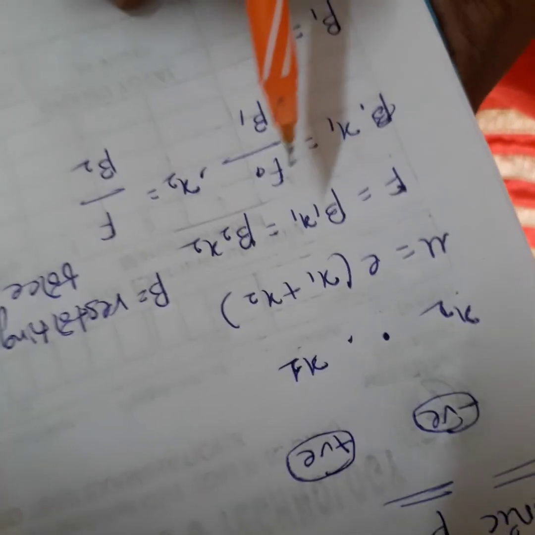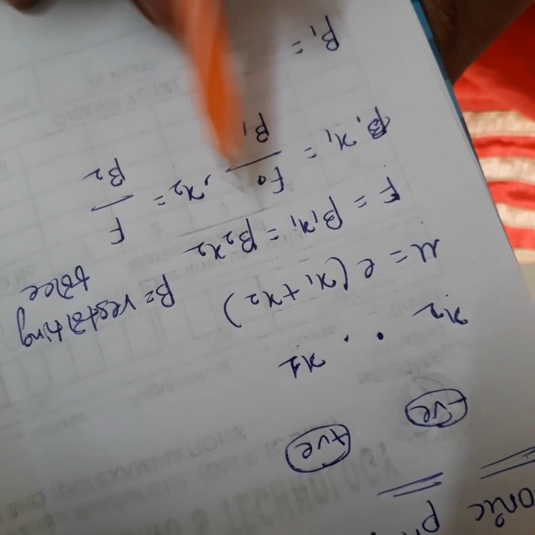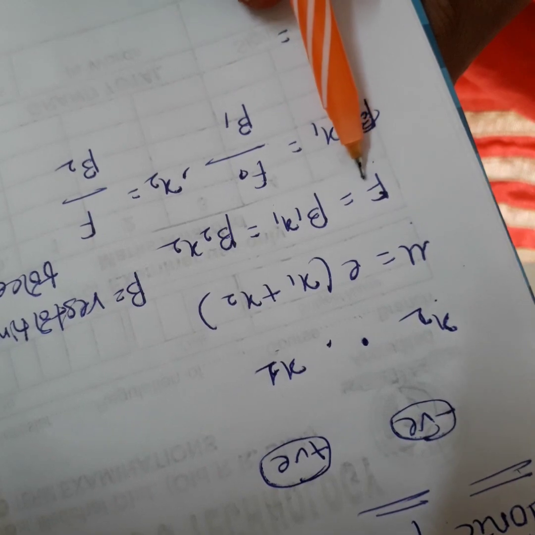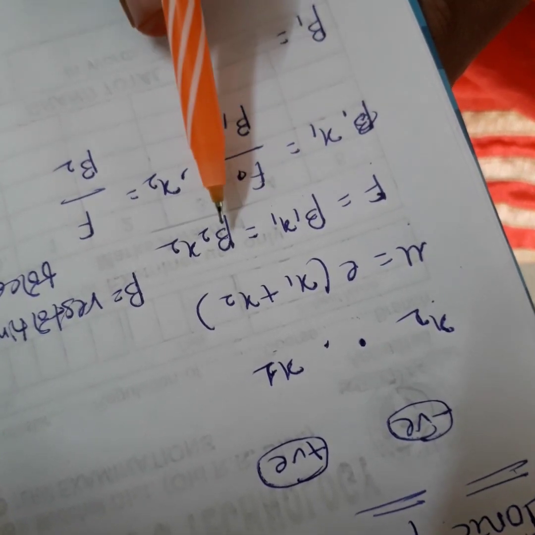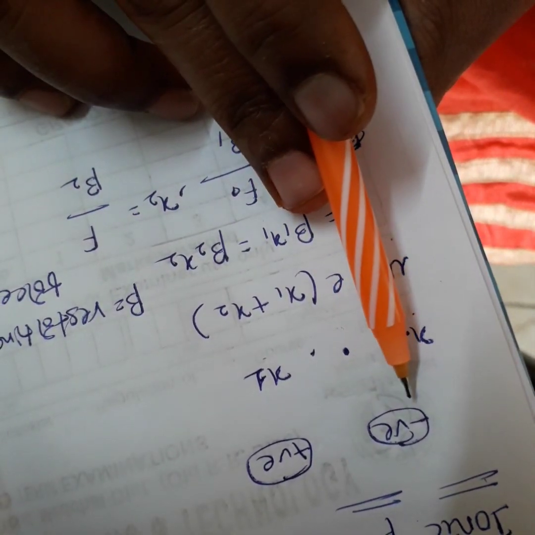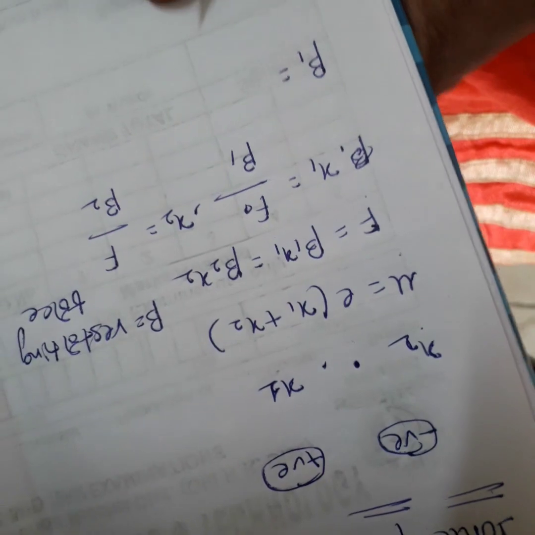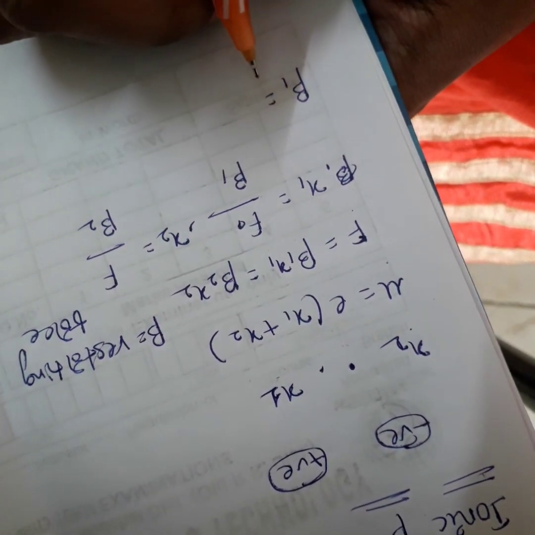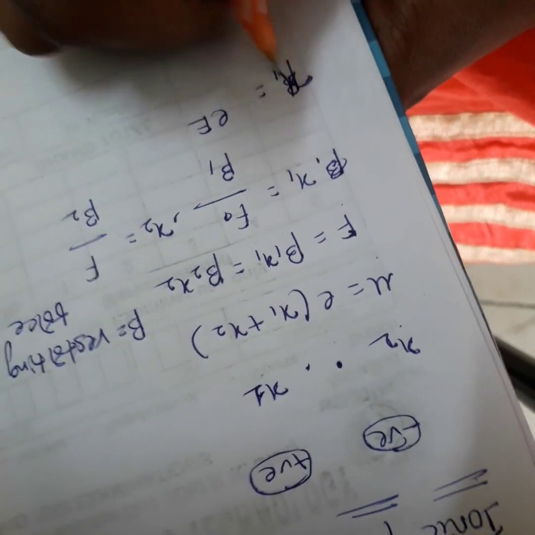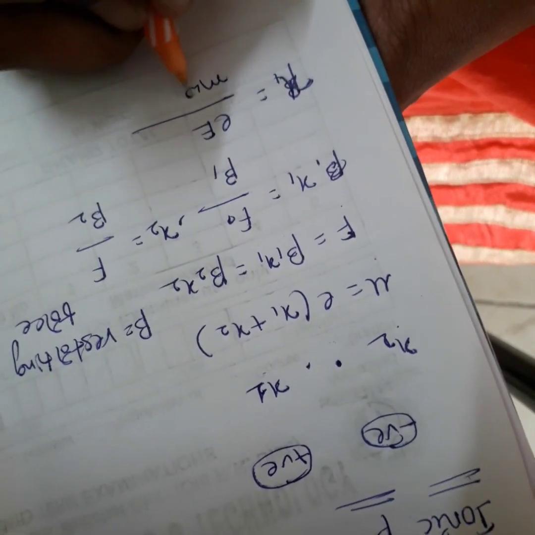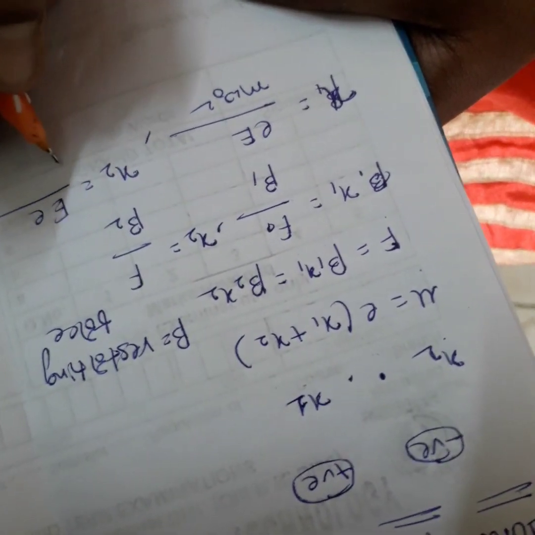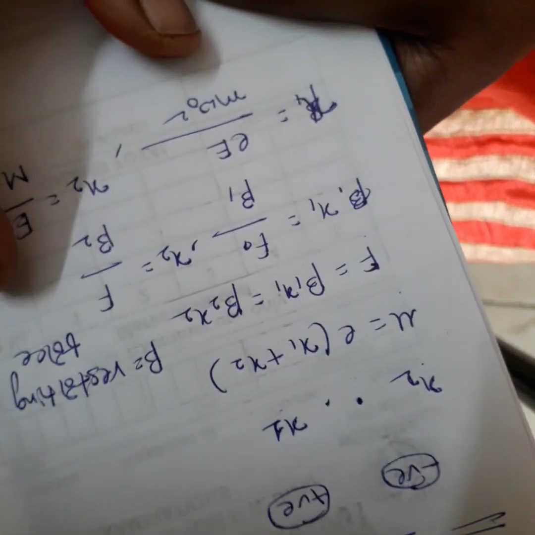Here x1 can be written as F by beta 1 and x2 can be written as F by beta 2. Why? Because F, the restoring force, will be equal to beta 1 x1 and beta 2 x2, for the positive and negative charges. Here x1 can be written as EE by m into omega naught square, and x2 can be written as EE by capital M into omega naught square.